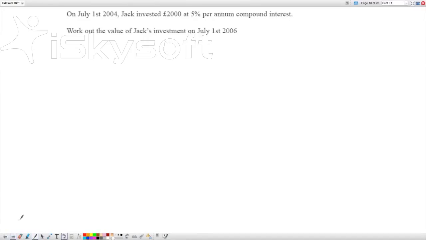On July the 1st, 2004, Jack invested £2,000 at 5% per annum compound interest. We need to work out the value of Jack's investment 2 years later. The number of years is 2, 2004 to 2006. It's a percentage increase, so actually we've got 100% plus our 5%, 105%. We want that as a multiplier, so 1.05.